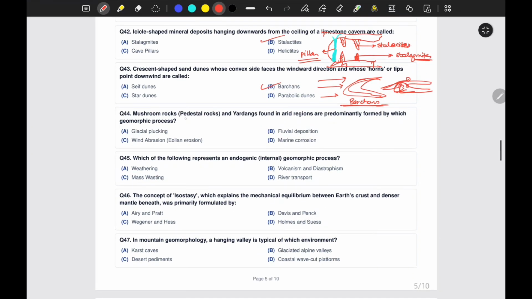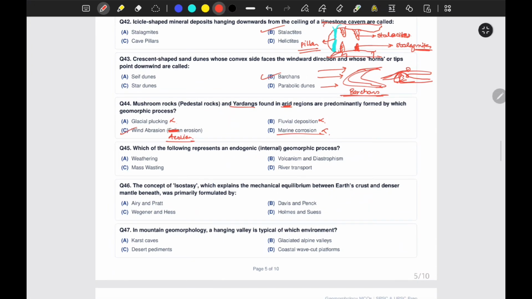Question number 44. Mushroom rocks or pedestal rocks and yardangs found in arid regions are predominantly formed by which of the geomorphic processes? Glacial plucking, fluvial deposition, marine corrosion, or wind abrasion? See, glacial plucking is not possible since you are in an arid region. Arid means a dry region. Fluvial deposition is not possible because it is a dry region. Marine corrosion, no, right? So it is wind abrasion or aeolian erosion.